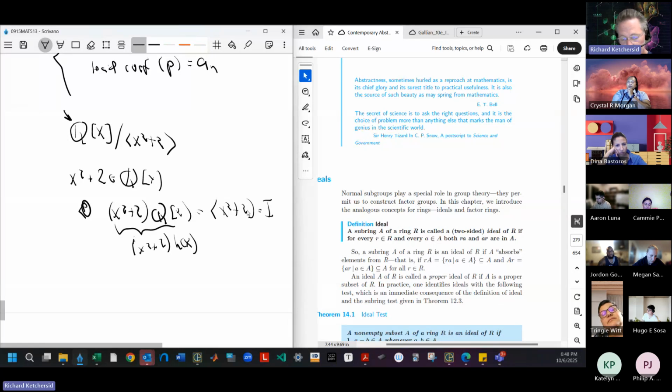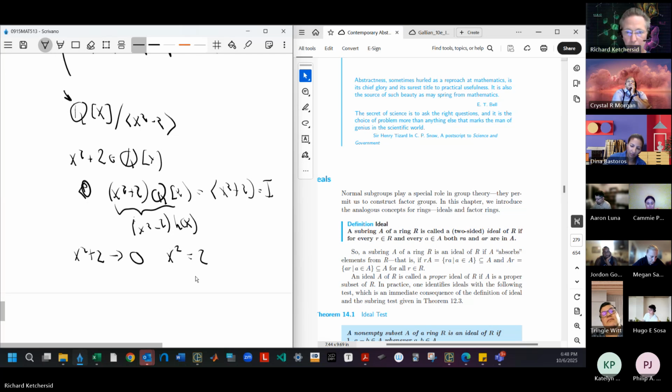If you think about this ideal as making things 0, you want to think about x squared plus 2 as becoming 0. It's going to be turned into the 0 of this thing. So that's like looking at x squared equals, sorry, let me make this minus 2 to make it simpler. It's like saying x squared equals 2. But there is no square root of 2 in the rationals, so it's not there.